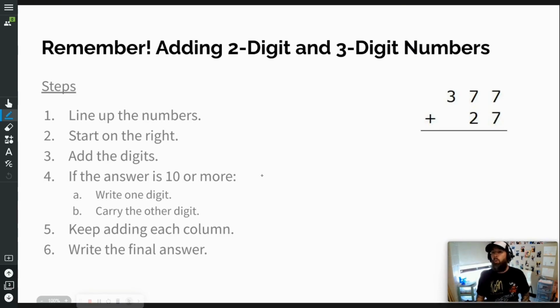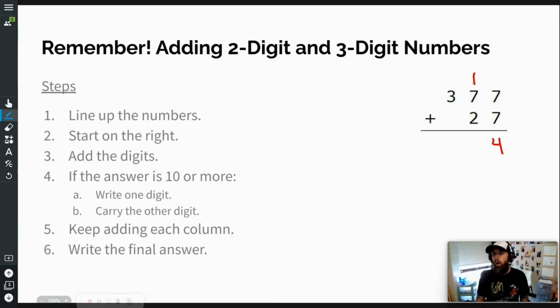So you go all the way to the right and you add your numbers. Now, if when you add the numbers, the number you get is 10 or more, so in this case, 7 plus 7 is 14. That's 1, 4. What you're going to do is write down the ones digit. So since it's 1, 4, you're going to write out your 4 and carry the 1. So the 1 comes up here, the 4 goes down there.